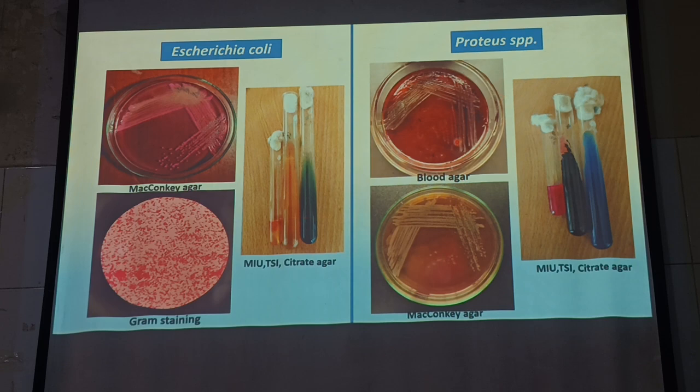Proteus species on blood agar shows swarming growth. On MacConkey agar it shows pale colonies. On biochemical tests it is urease positive, indole positive, hydrogen sulfide producer and citrate positive.